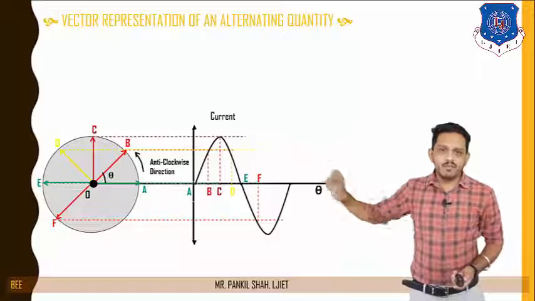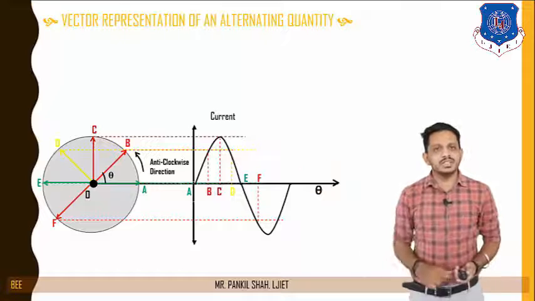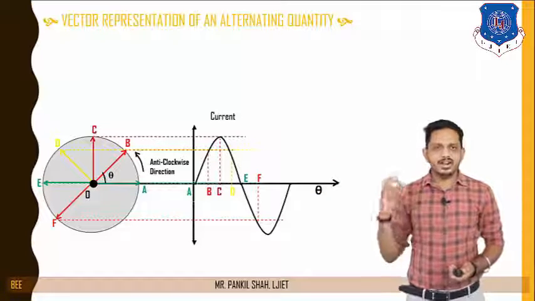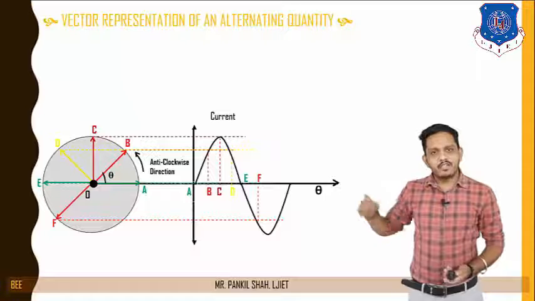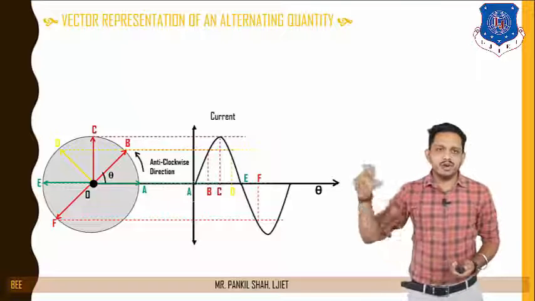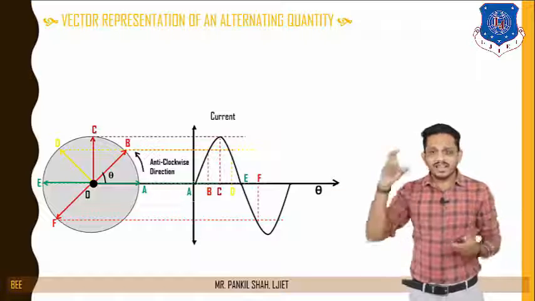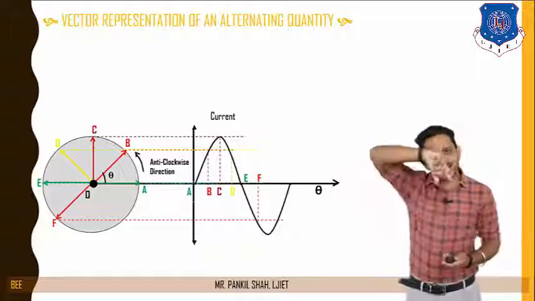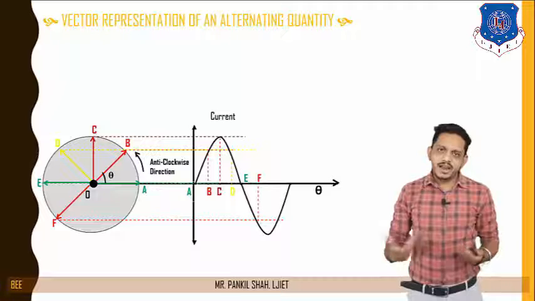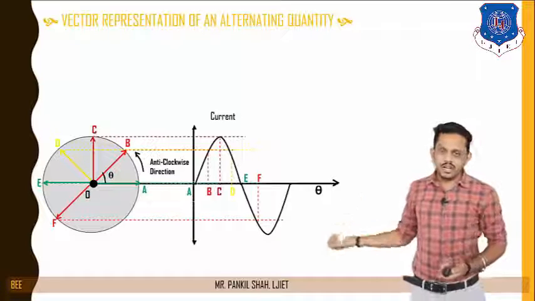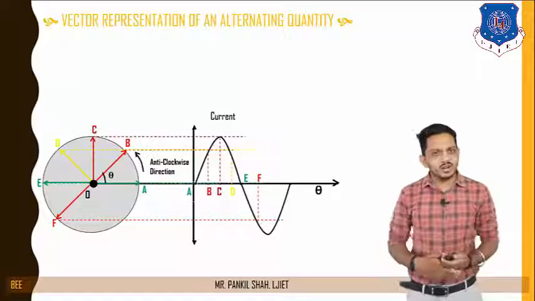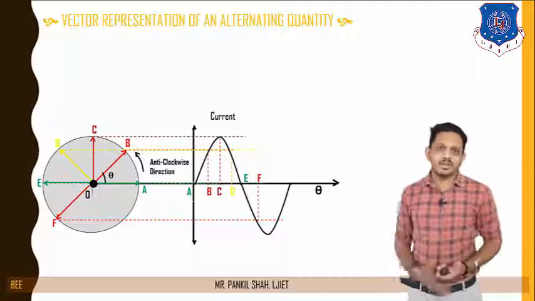So at this F point, from this alternating current's waveform you can find the magnitude of the alternating current, and from this vector also you can find the length at that point, and you can measure the angle from the reference. That will be your vector quantity, that is your alternating quantity represented in vector form.